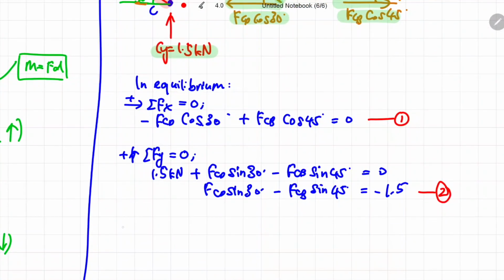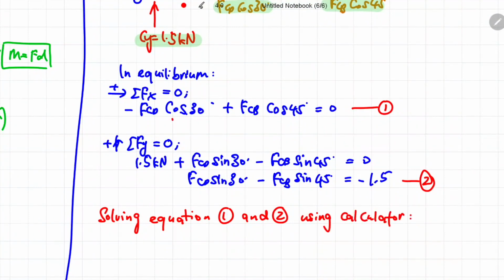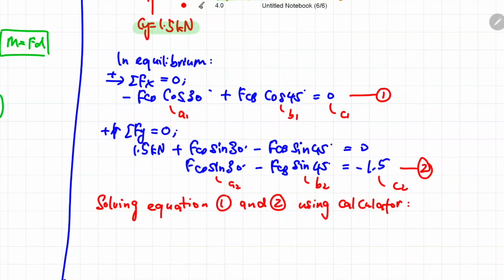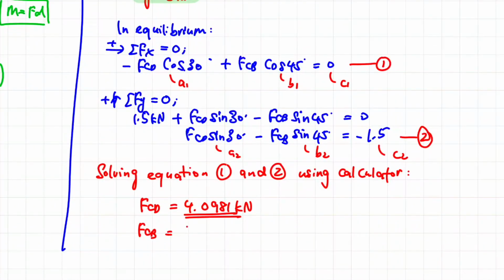Okay, as being taught earlier, you can simply solve for simultaneous equations like this using a calculator. So your A1 would be negative cos 30, B1 would be cos 45, and your C1 would be 0, whereas your A2 would be sin 30, B2 is negative sin 45, and C2 is negative 1.5. So you just key in all those magnitudes into your calculator, and you will get the corresponding magnitude for FCD to be 4.0981 kilonewton. Accordingly, the magnitude of FCB would be 5.0191 kilonewton.